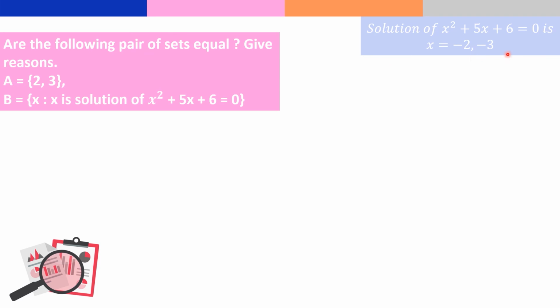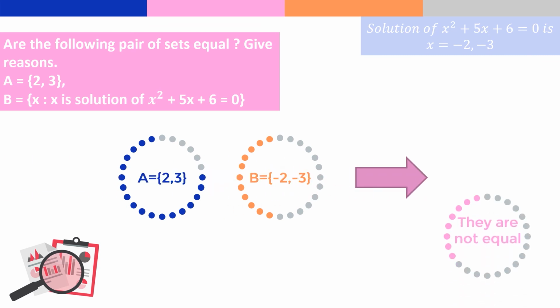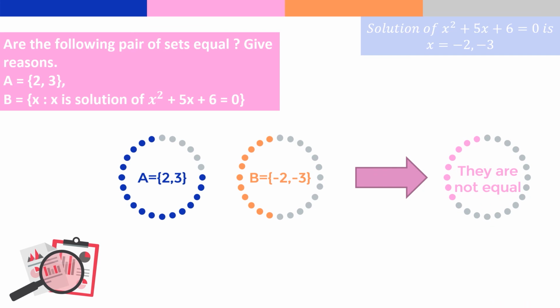So if you take (x plus 2) into (x plus 3) is equal to 0, so x is equal to minus 2 comma minus 3. So if you take set A, it is 2 comma 3. If you take set B, your collection of the solutions is minus 2 comma minus 3. Look at these two sets. They are not equal in elements, so they are not equal.